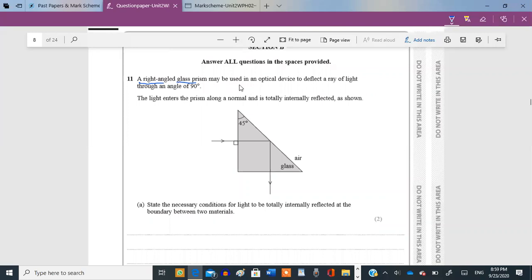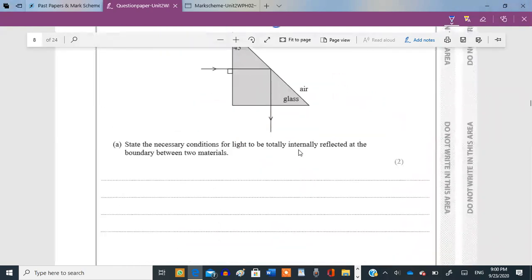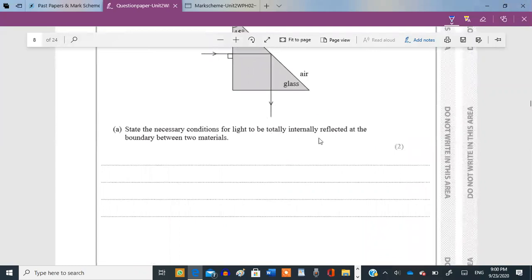A right angled glass prism may be used in an optical device to deflect a ray of light through an angle of 90 degrees. The light enters the prism along a normal and it is totally internally reflected. Total internal reflection is occurring. State the necessary conditions for the light to be totally internally reflected at the boundary between the two materials. So, conditions of total internal reflection.